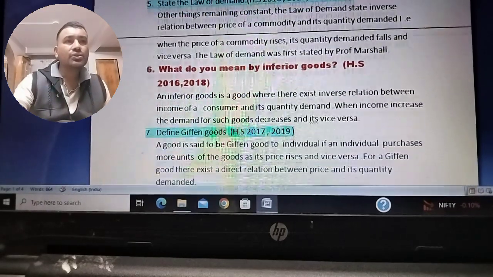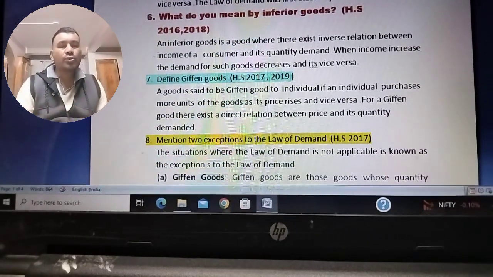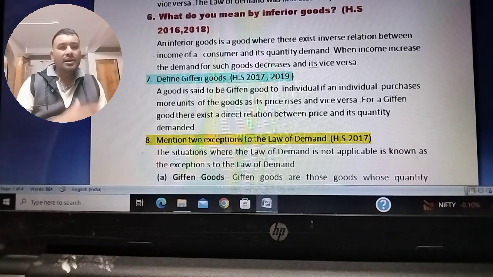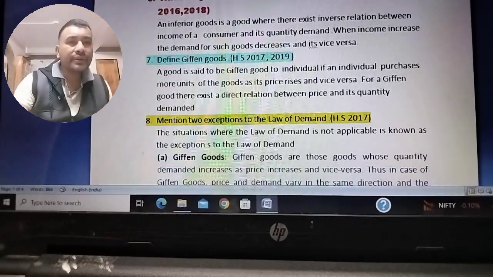Now question number 6: what do you mean by inferior goods? This was asked in HS 2016 and 2018. Inferior goods are those goods where we find an indirect relation between money income and demand for a commodity. When demand for a commodity decreases due to increase in the money income of consumers, such goods are known as inferior goods. So an inferior good is a good where there exists an inverse or negative or indirect relation between income of the consumer and its quantity demanded.